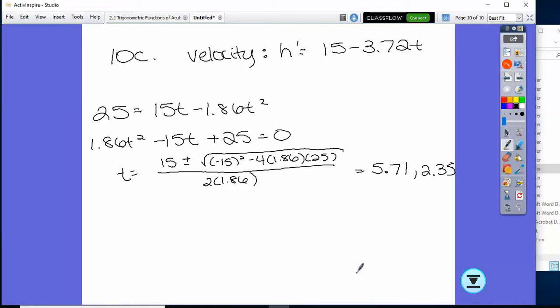So I asked you the velocity twice, going up and coming down. Which of these times will be going up? The 2.35, because you started on the ground. So you throw your rock up, it's obviously going to go up faster than it comes back down, right? The first step is going up. So you're going to take that time and plug it into your velocity.